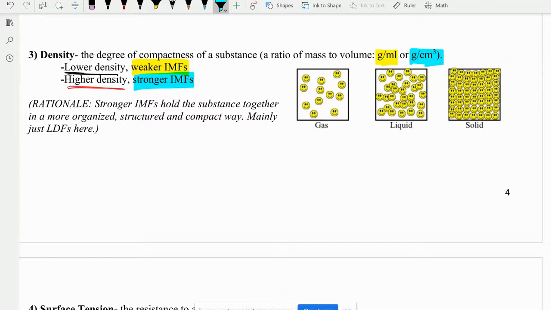And I really am not too thrilled with this image that I posted here, but I did like the smiley faces, so there you go. Again, what's our rationale here? Stronger IMFs hold that substance together in a more organized way, a more structured and compact way. You can see the relationship here, you guys. It is, again, a direct relationship. If we have higher density, higher IMFs, or stronger IMFs is probably a better way to say that. Lower density, weaker IMFs. Okay?